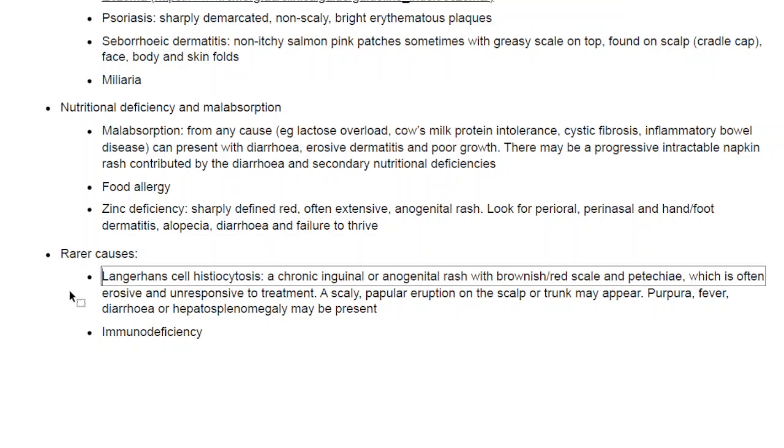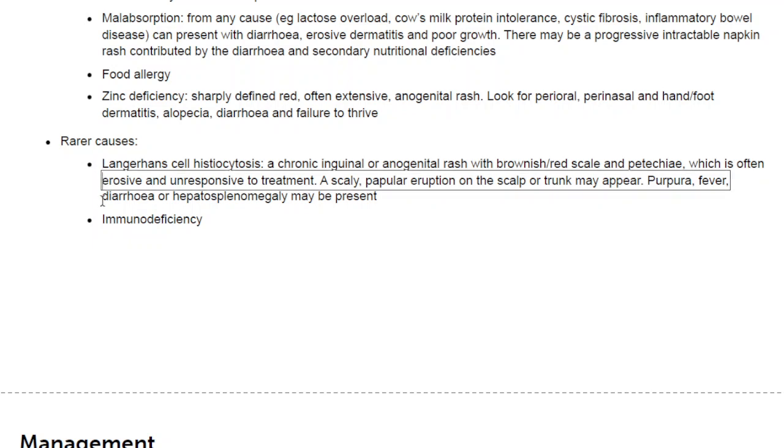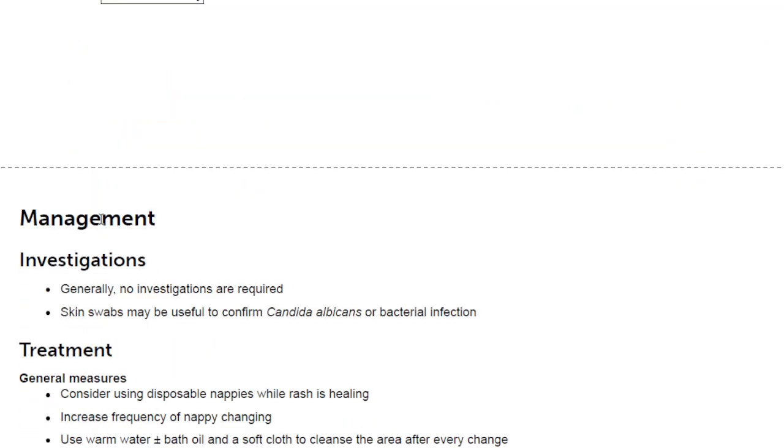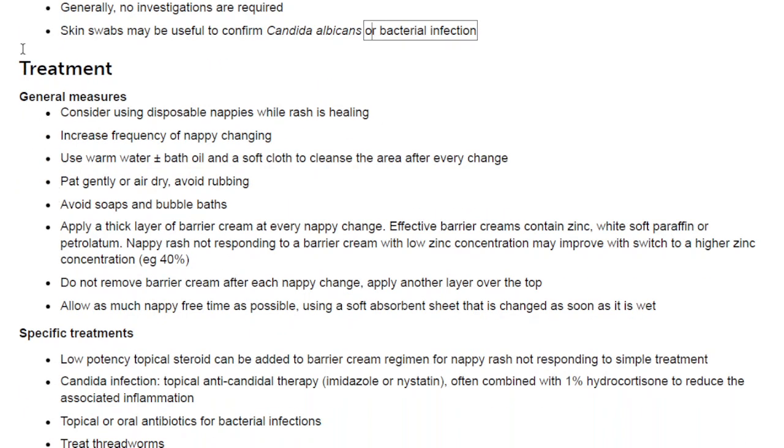Rarer causes. Langerhans cell histiocytosis, a chronic inguinal or anogenital rash with brownish/red scale and petechiae, which is often erosive and unresponsive to treatment. A scaly, papular eruption on the scalp or trunk may appear. Purpura, fever, diarrhea or hepatosplenomegaly may be present. Immunodeficiency. Management. Investigations. Generally, no investigations are required. Skin swabs may be useful to confirm Candida albicans or bacterial infection.